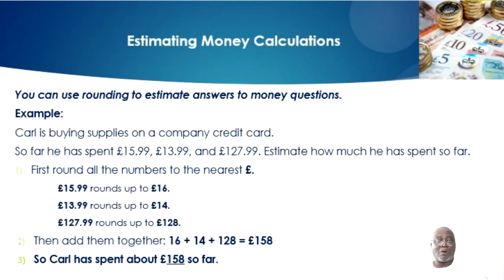First, round all the numbers to the nearest pounds. £15.99 rounds up to £16 because you're rounding up to the nearest pound. £13.99 rounds up to £14, and £127.99 rounds up to £128. Then add them together. 16 plus 14 plus 128 adds up to £158. So Carl has spent £158 so far.